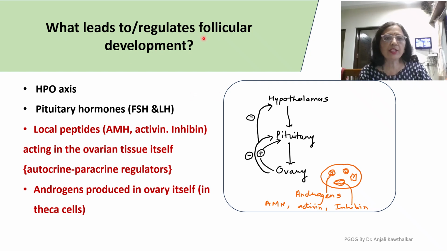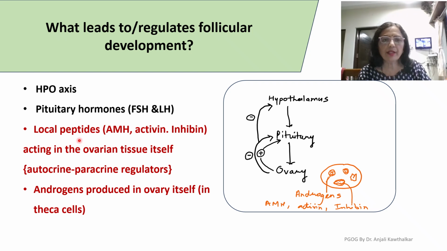Now, what leads to or regulates follicular development? That is a very commonly asked question, and if we think about it, we always say it is the HPO axis, hypothalamo pituitary ovarian axis, which is regulating the follicular development. But remember that apart from this HPO axis and follicular stimulating hormone and luteinizing hormone, two important factors which are playing a major role in development of the follicle are, one, local peptides such as anti-Mullerian hormone, activin, inhibin. These are the local peptides.